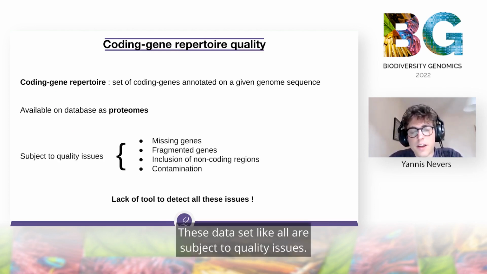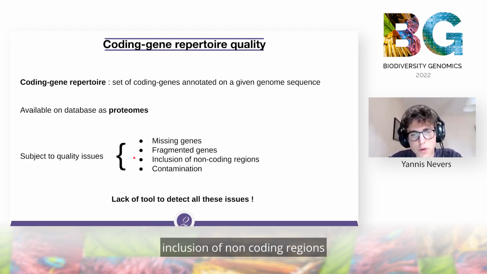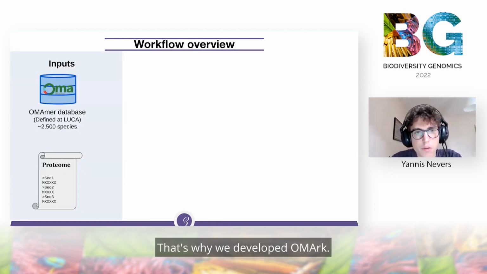These data sets, like all, are subject to quality issues, and in this case, they can be missing genes, fragmented genes, inclusion of non-coding regions in the repertoire, or contaminations. And sadly, we lack a tool to detect all of these issues at once. That's why we developed OMArk.